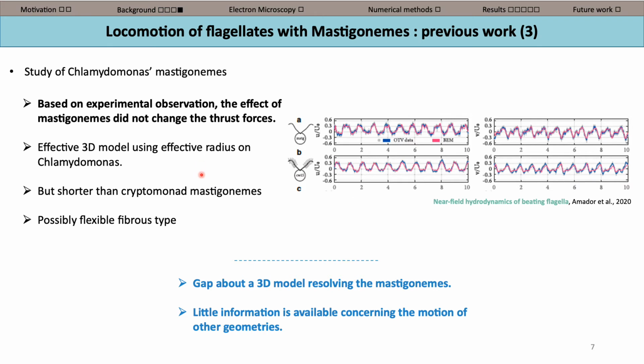However, they studied a different kind of filament, as the Mastigonemes of Chlamydomonas are known to be shorter and maybe more flexible than the Mastigonemes of Cryptomonads. So overall, the literature is still missing a study of other geometries and arrangements of Mastigonemes that would not necessarily be within the beating plane and arranged in 2 rows, because we know that in nature other geometries are possible. And so there is a gap in resolving in 3D these filaments.